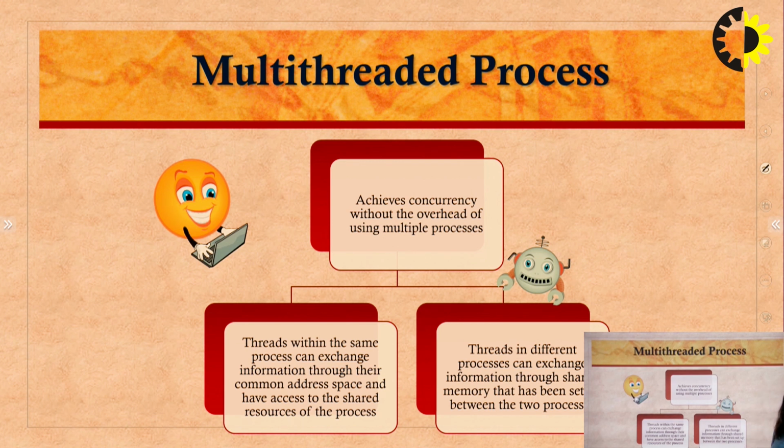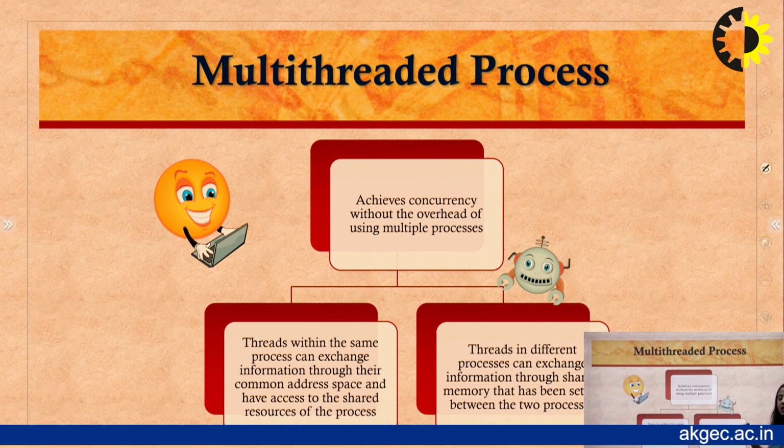Now, multi-threaded process. What are the features of a multi-threaded process? A multi-threaded process achieves concurrency without the overhead of using multiple processes. That is the basic concept of multi-threading. Threads within the same process can exchange information through their common address space and have access to the shared resources of the process. In a single process with multiple threads, they exchange information through a common address space.